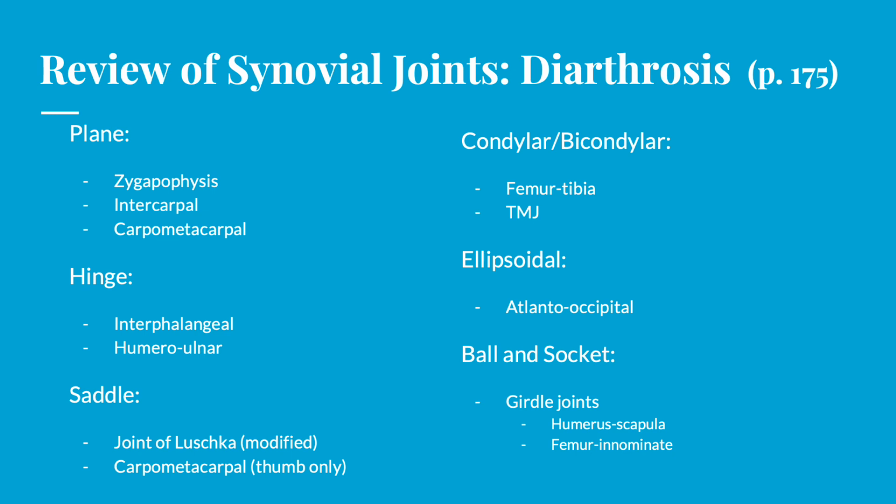And then saddle joints. The joint of Luschka is a modified saddle joint, so definitely know that because that's important. That's your cervical spine with your uncinate processes. Remember, uncinate's up, lips lower. And then your carpometacarpal joint, your thumb, is a saddle joint. Then condylar is your femur and tibia and your TMJ. Ellipsoidal is your AO, atlanto-occipital, and ball and socket is all your girdle joints.